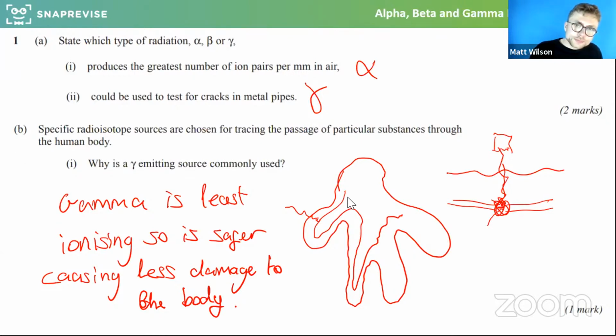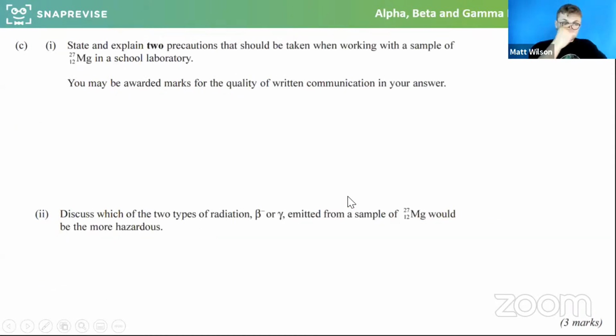All right. So last question. State and explain 2 precautions that should be taken when working with a sample of magnesium in a school laboratory. So a bit of context for this question. In earlier parts of the question, they've mentioned that magnesium is going to produce radiation. So really what they're asking is, what precautions should you take when dealing with a sample that produces radiation?